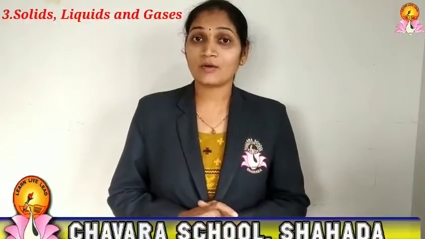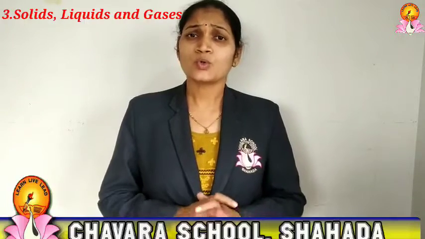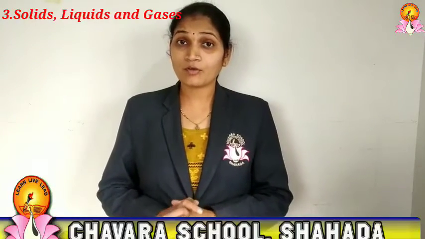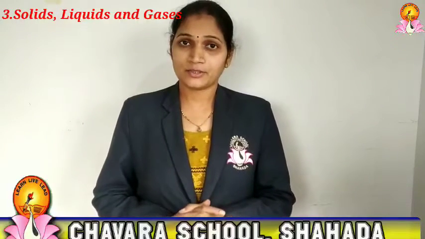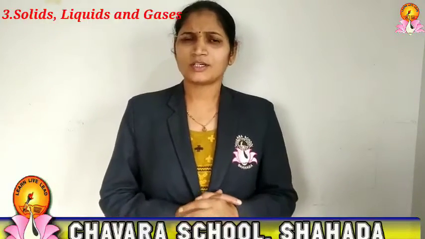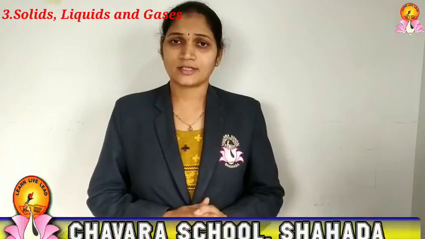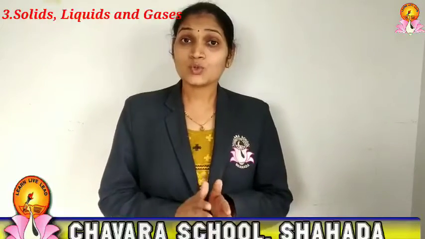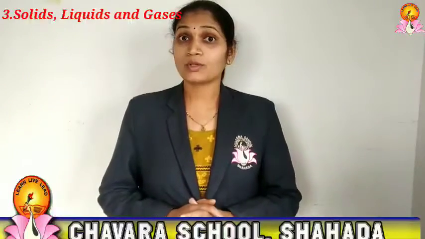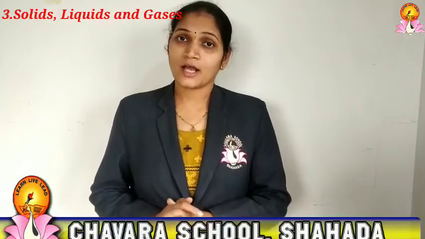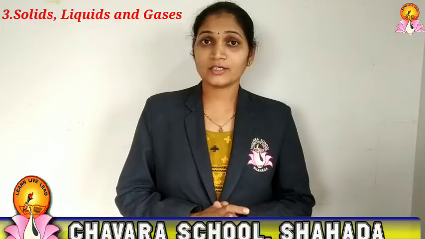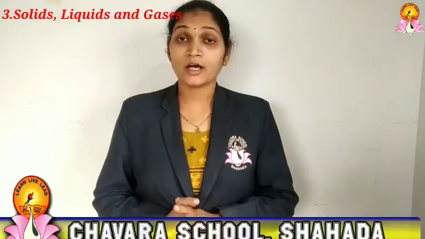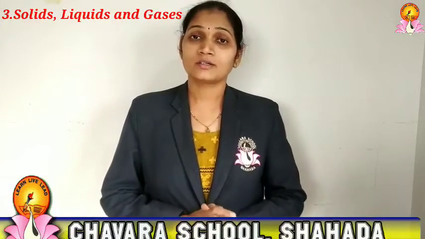So students, in this we have learned that a substance whose molecules are made of only one kind of atom is called an element. For example, oxygen, nitrogen, hydrogen, etc. And then we have learned that a substance whose molecules are made up of more than one kind of atom is called a compound. For example, carbon dioxide, sodium chloride, ammonia and water.